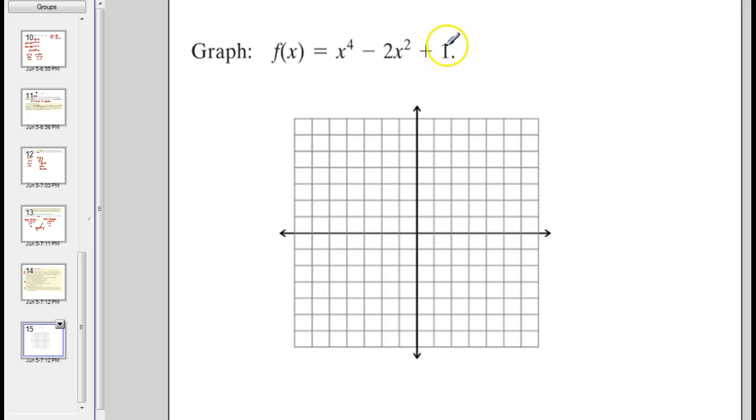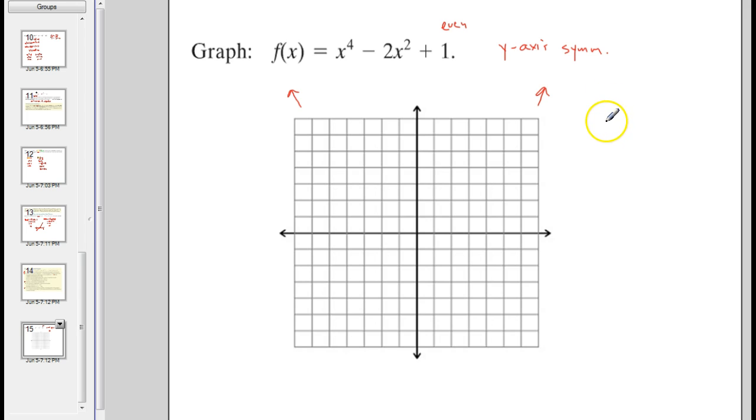Even, this is a constant, so it's considered even. So all the powers are even, so this is going to have y-axis symmetry. Alright, end behavior. Even degree, positive leading coefficient, so I know it's going to rise on the left side and the right side.